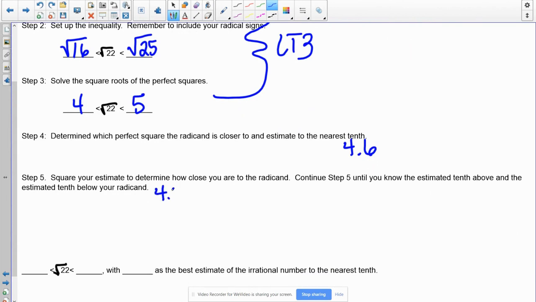So 4.6 times 4.6. In other words, we're going to square 4.6 to see what I get. So 6 times 6 is 36, carry my 3. 6 times 4 is 24, plus 3 is 27, put my 0. 6 times 4 is 24, carry my 2. 4 times 4 is 16, plus 2 is 18. And then I'm just going to do my addition.